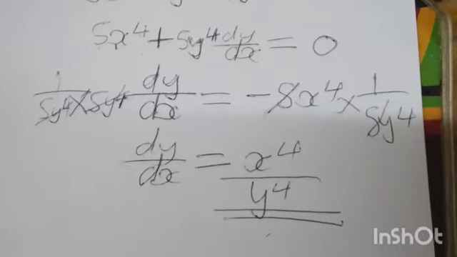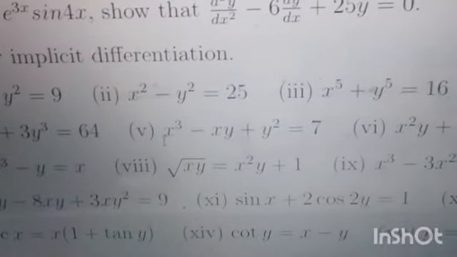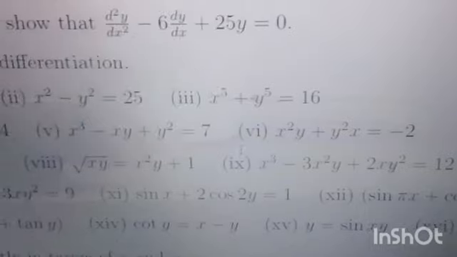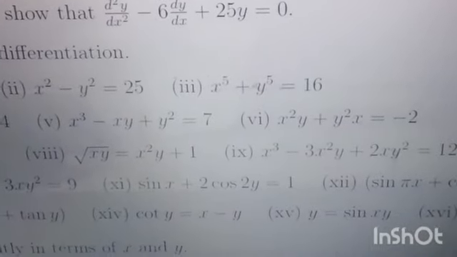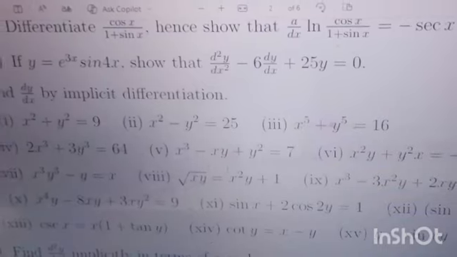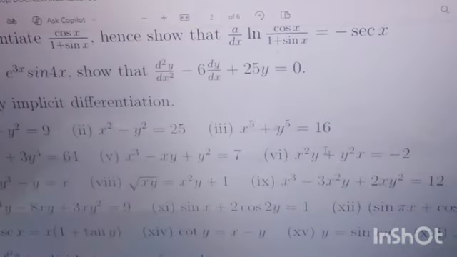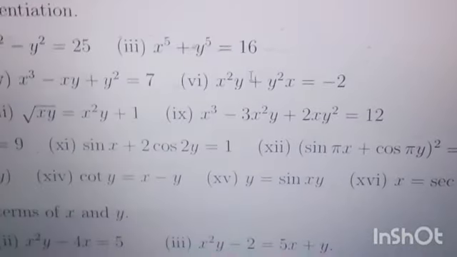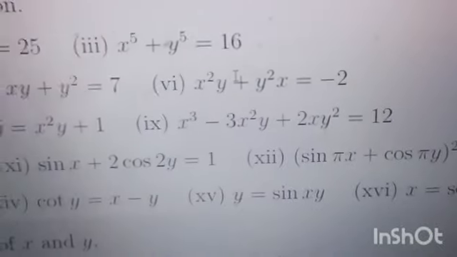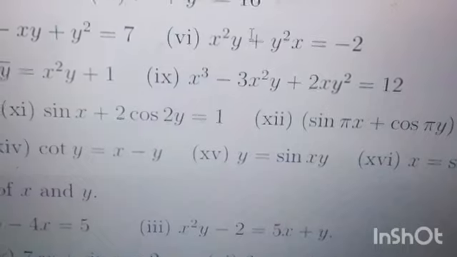Then from the same tutorial sheet, let's look at part 5. Part 5, part 6, as well as part 7, they're just one and the same thing. So even from these 3, let me just answer one of them. I'm going to answer part 6. For part 6, we have x squared y plus y squared x is equal to negative 2. So x squared y plus y squared x is equal to negative 2.